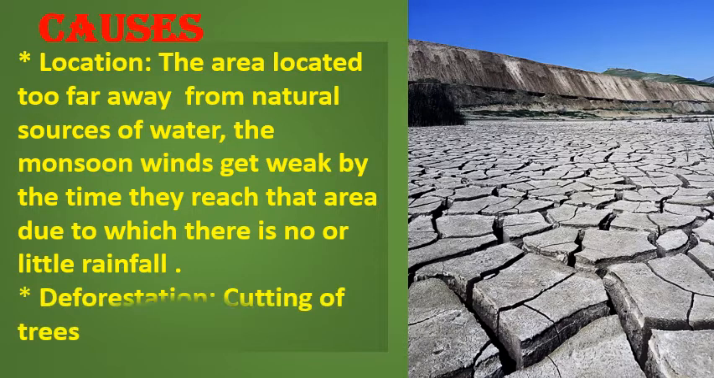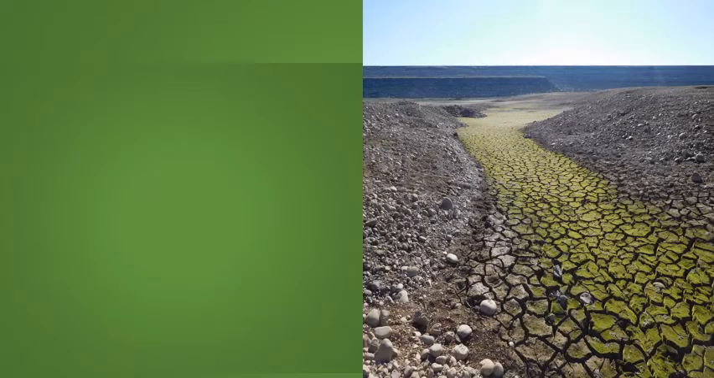Then we have deforestation. This is also one of the major causes of drought, as the cutting of trees leads to excessive deforestation, which leads to scarcity of rainfall in that area. The effects of drought.